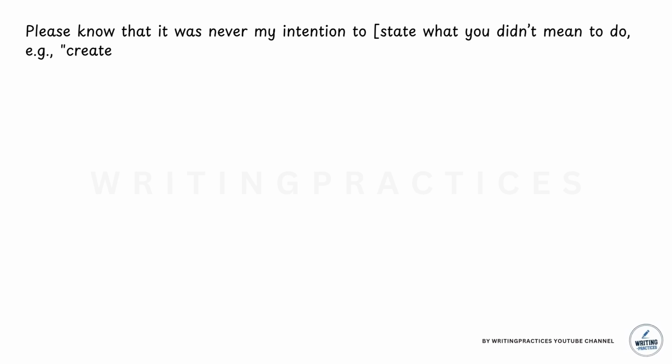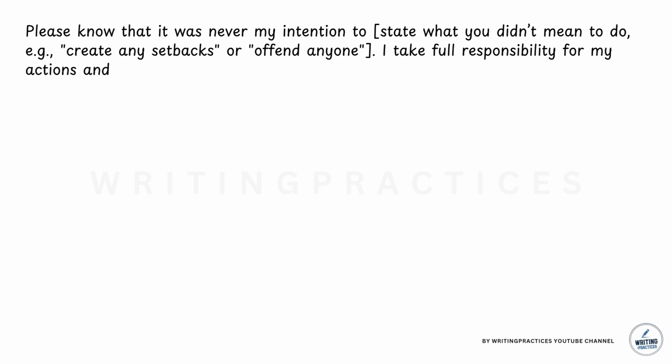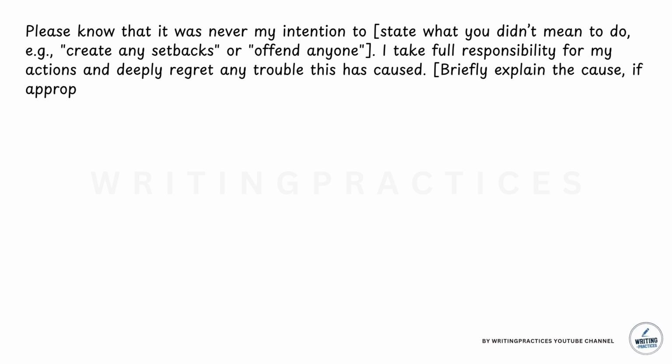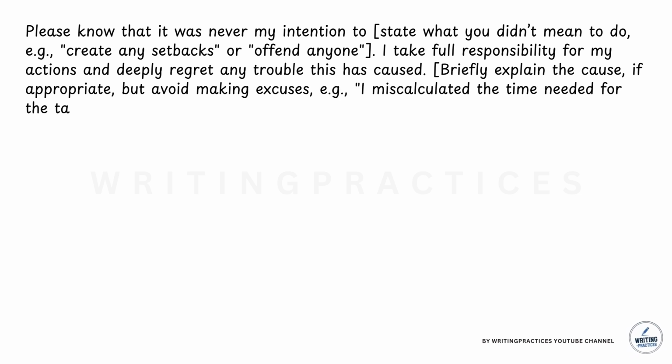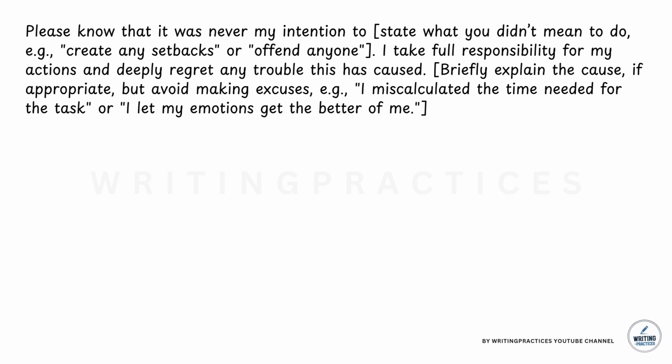First body paragraph: taking responsibility for the mistake. In the first body paragraph, take full responsibility for your actions and explain the impact they had. Avoid making excuses, but you can briefly explain the cause if it adds context. For example, upon reflection, I realized that my actions caused mention the impact or inconvenience, such as delays in our project timeline or discomfort to you and our colleagues. Please know that it was never my intention to state what you didn't mean to do, such as create any setbacks or offend anyone. I take full responsibility for my actions and deeply regret any trouble this has caused. This section demonstrates accountability, which is key to a sincere apology. Acknowledging the impact shows that you understand the consequences of your actions.